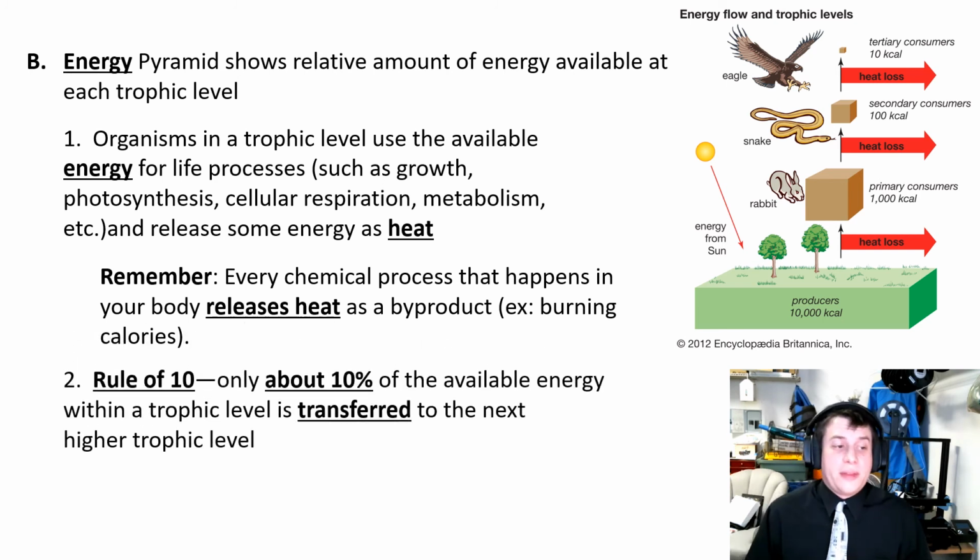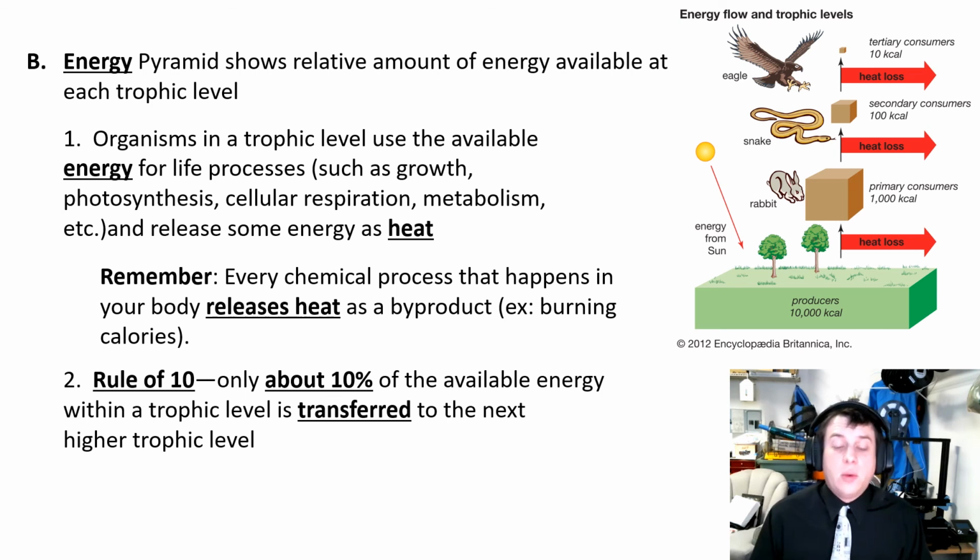So here's the rule about that. It's called the rule of 10, or the 10% rule. Know it by both of those terms, rule of 10 or 10% rule. 10% of the available energy produced within a trophic level is transferred to the next highest trophic level. Only 10%. So 90% of that energy is lost to the system, or used within that trophic level for the purposes of growth and maintenance and waste heat and those kinds of things. So only 10% moves up.